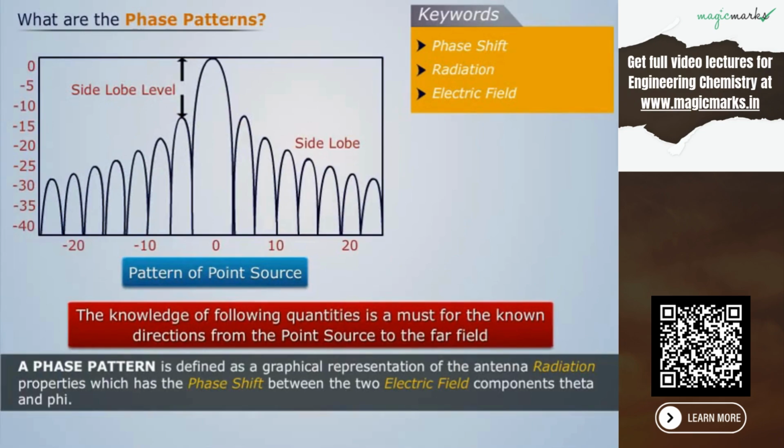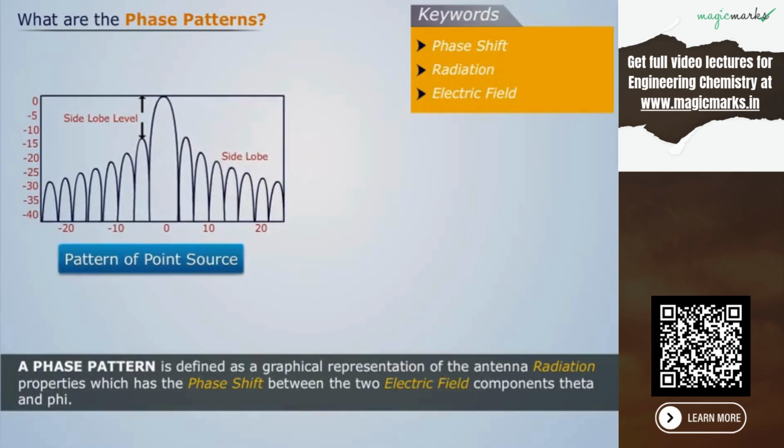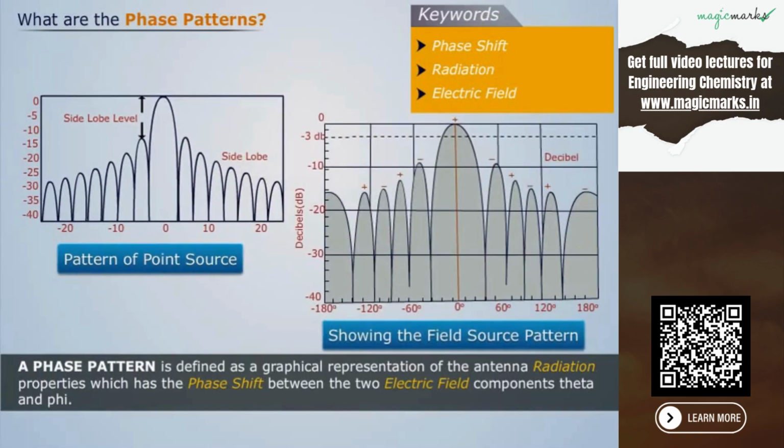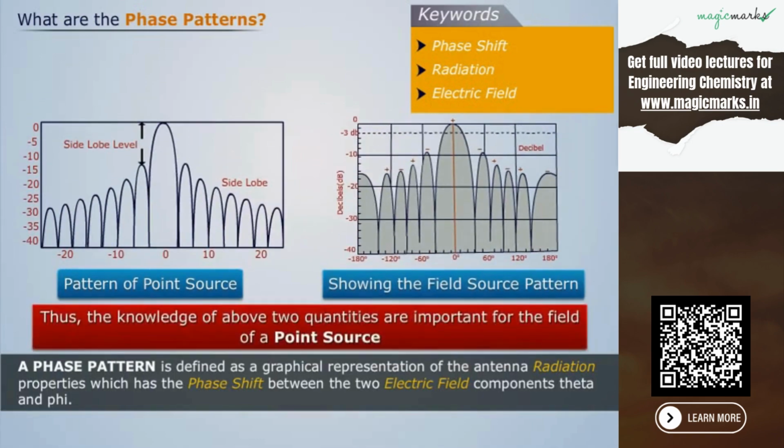First one is amplitude of the polar component E theta of the electric field as a function of R, theta and phi. Second one is the amplitude of E phi of the electric field as the function of R, theta and phi. Thus, the knowledge of above two quantities are important for the field of a point source.